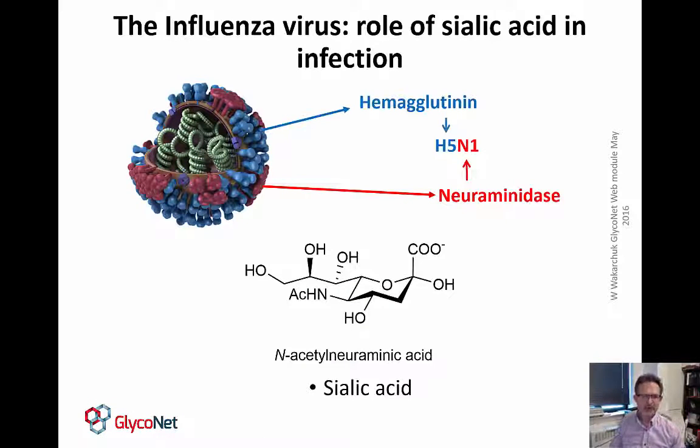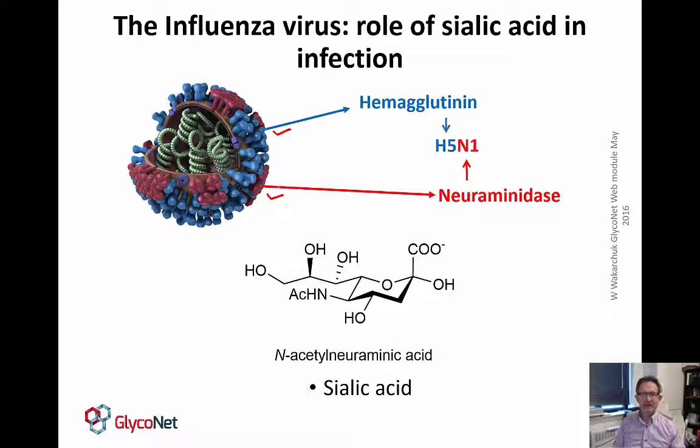The influenza virus has two major proteins on its surface, which are responsible both for the binding to the virus and for subsequent release of the virus after the infectious process. These are known as the hemagglutinin, which is shown in blue on the surface of this cartoon, and the neuraminidase, which is shown in red.